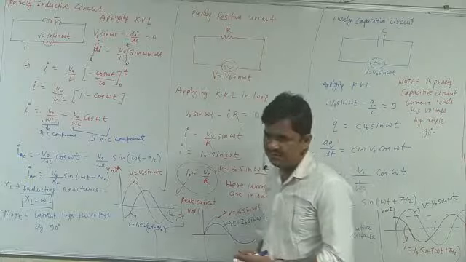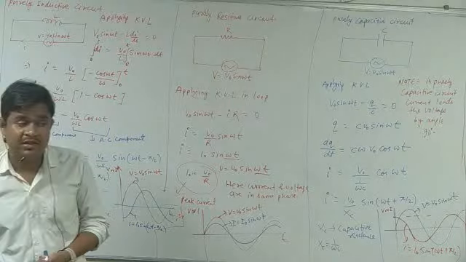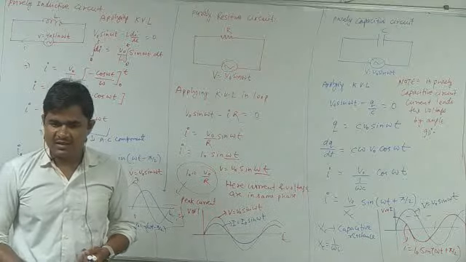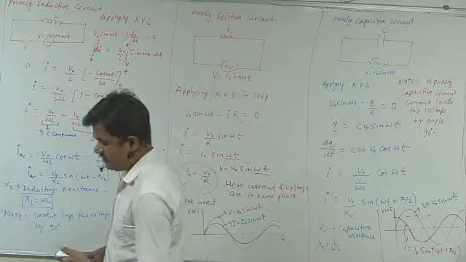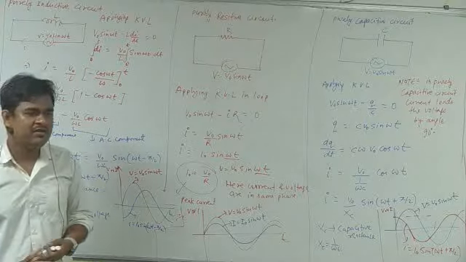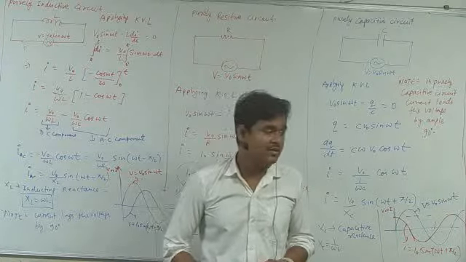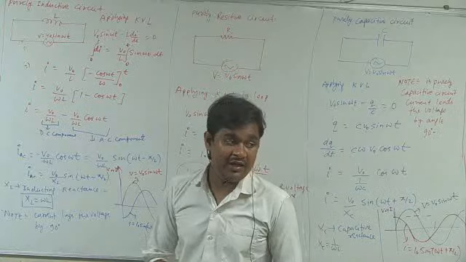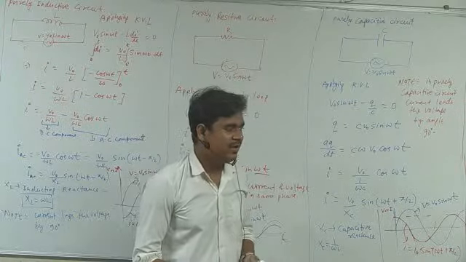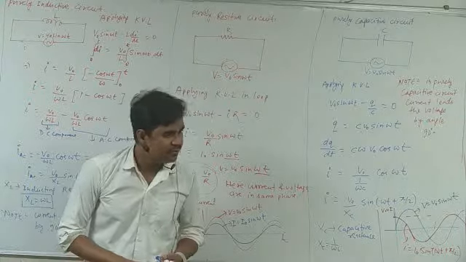In a purely resistive circuit, current is in phase with the voltage. In a purely capacitive circuit, current leads the voltage by a phase angle of 90 degrees. And in an inductive circuit, current lags the voltage by a phase angle of 90 degrees. And in a capacitive circuit, current leads the voltage, or I can say voltage lags the current by a phase angle of 90 degrees.